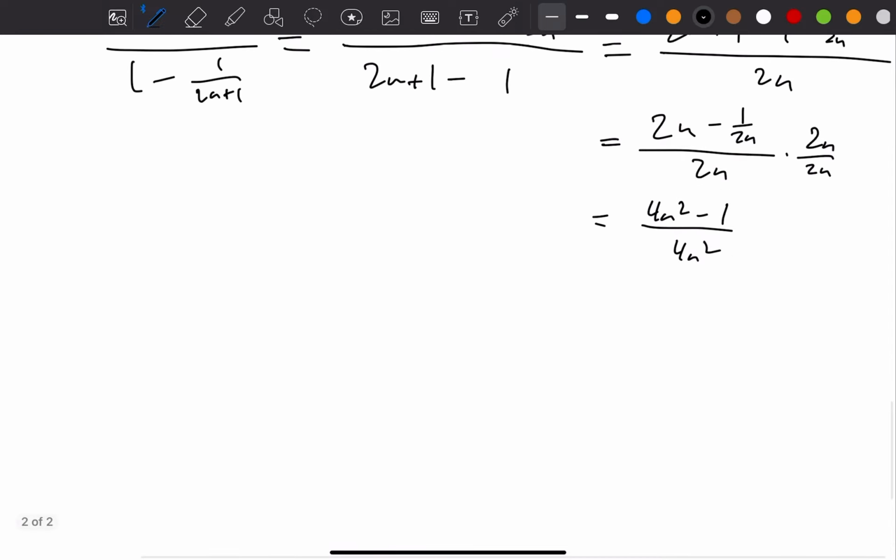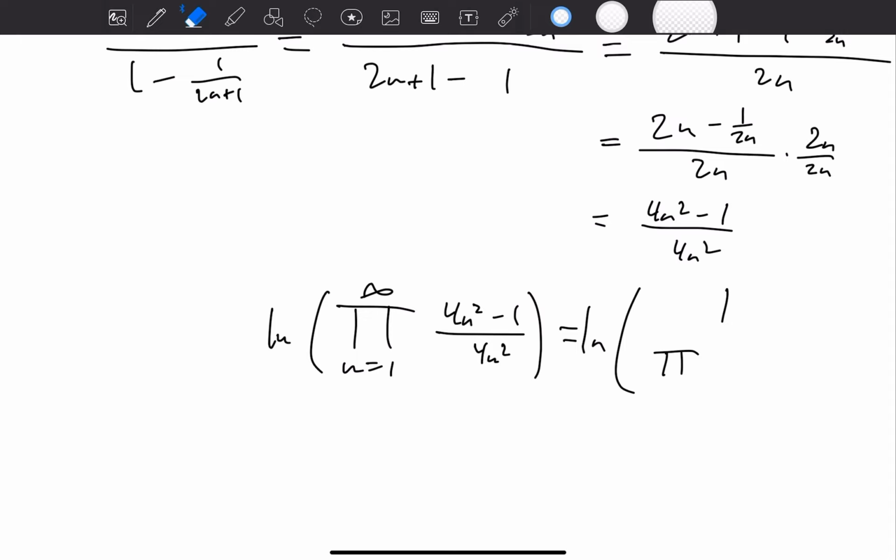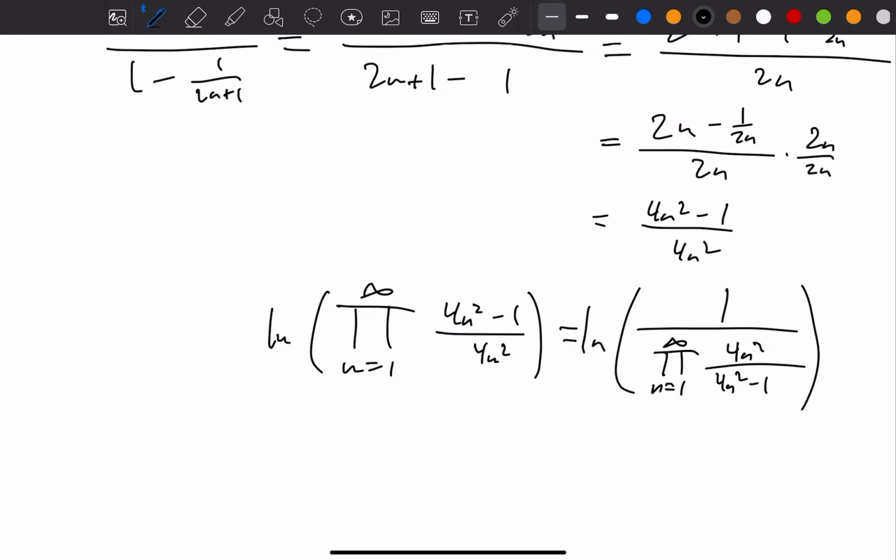Now we can rewrite our summation as the following. Natural log of the product from n equals 1 to infinity of (4n squared minus 1) over 4n squared. And I'll rewrite this as 1 over this product from n equals 1 to infinity of 4n squared over (4n squared minus 1). I didn't motivate this very well. And by the way, this is allowed because we can see just by inspection that this product is non-zero.